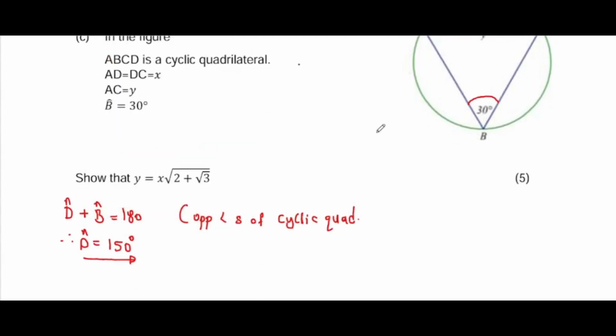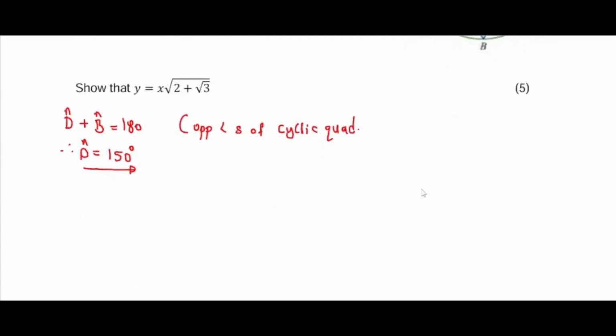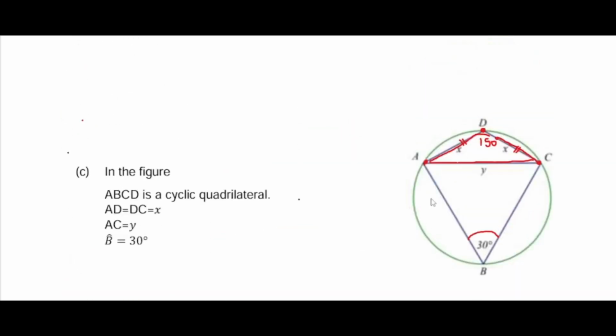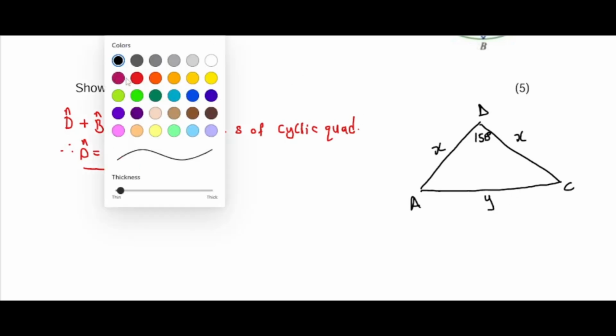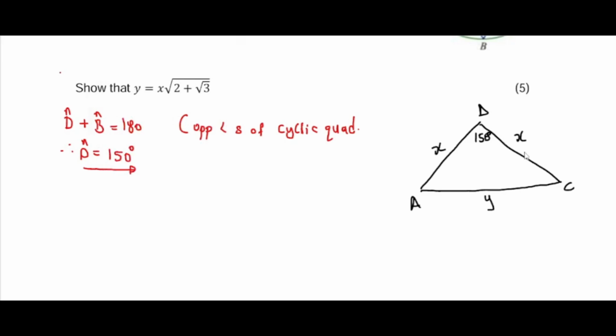So remember the cosine rule. I'm just going to redraw my triangle. This is A. This is AC, this is ACD. This is 150 degrees. This is x, this is x, and we are looking for y. So remember, when we do the cosine rule, this will be my small a, this will be my small c, and this will be my small d. We are looking for d, which is y.